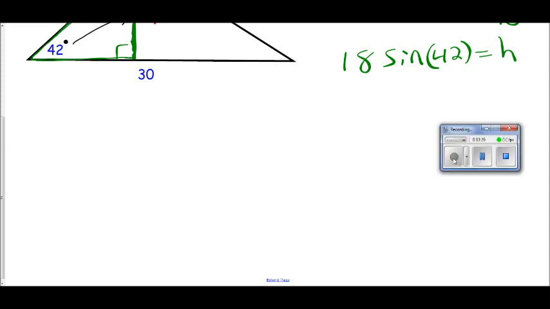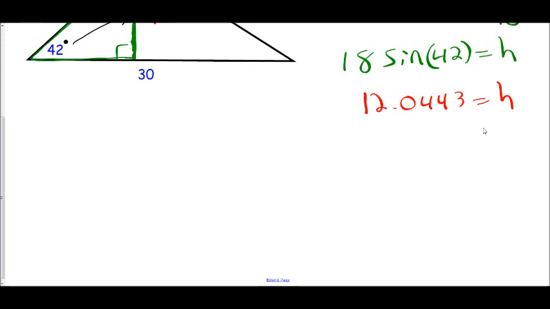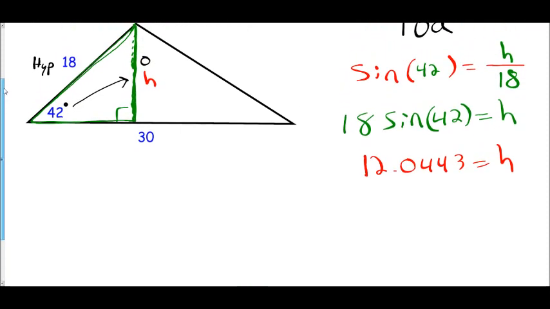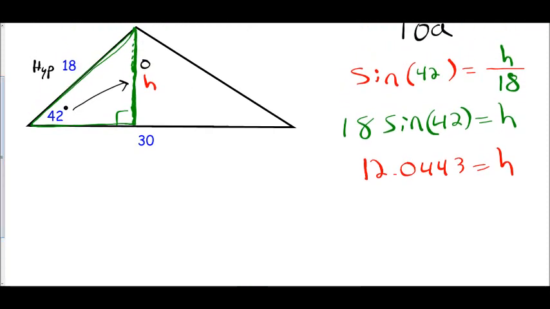So we have for this 12.0443 is equal to our height. Okay, excuse me for that. I misspoke there apparently. All right, so now we have the height of the triangle. So if we feel like it, we could redraw the triangle. I sometimes like to just so I can see it in a less cluttered way.